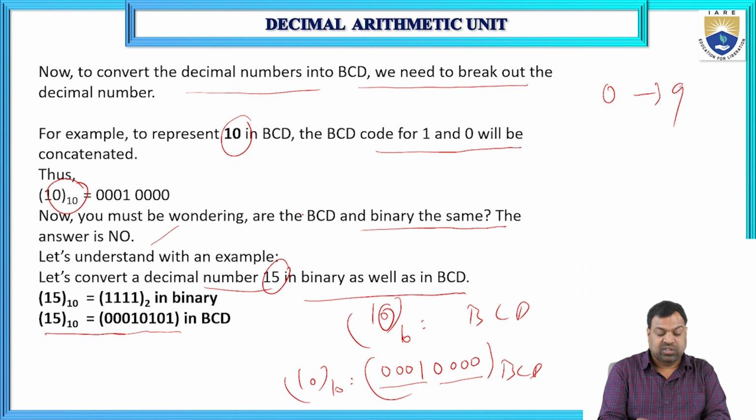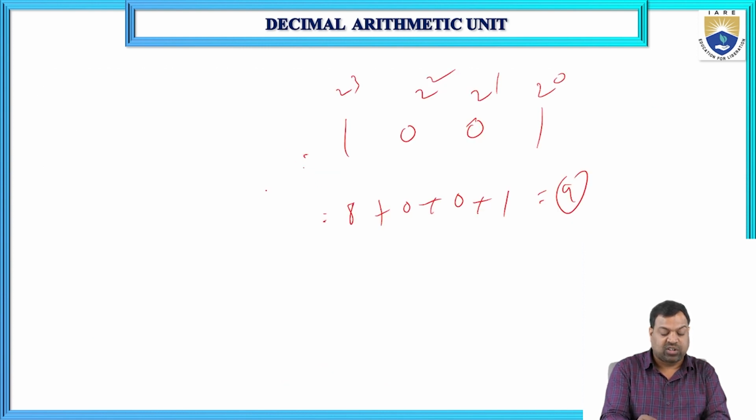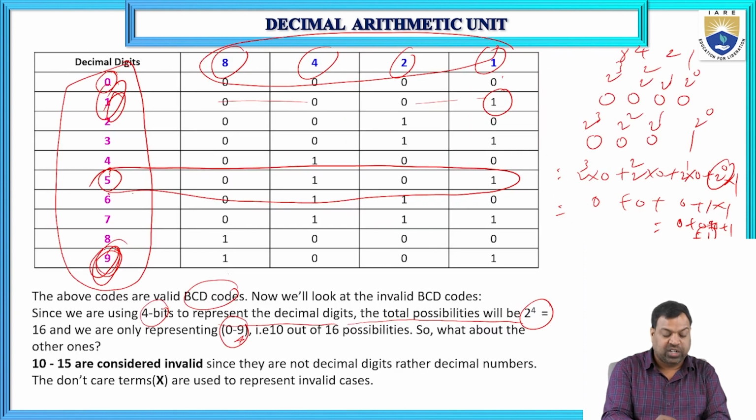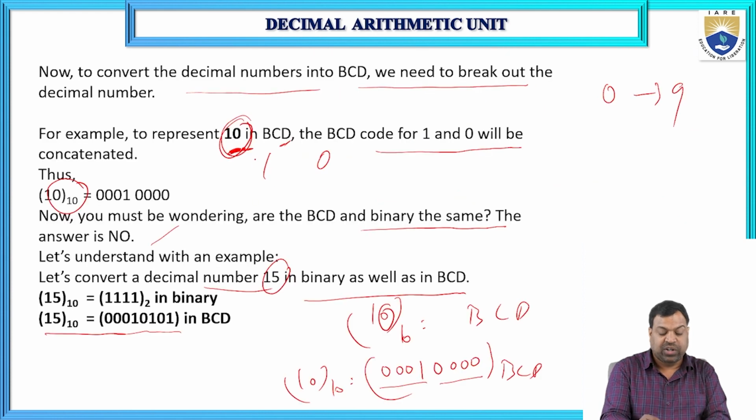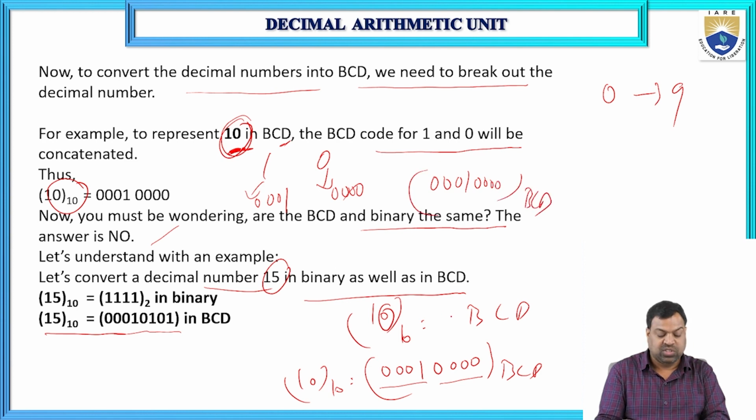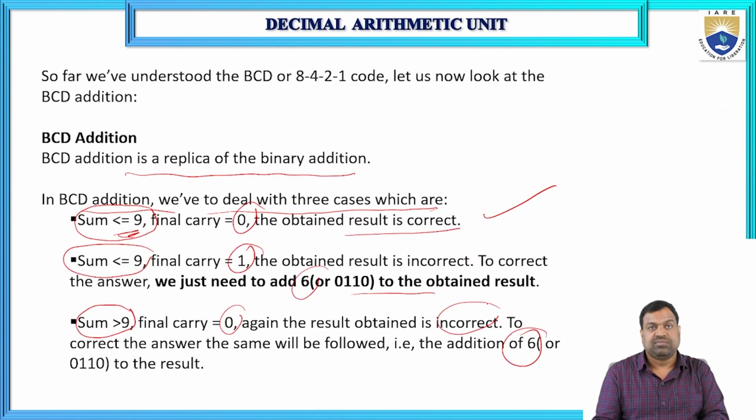Here is one example of decimal to binary. Take 10 to BCD. 10 means 1 and 0. Why? Because 10 is not in BCD. Only 0 to 9 is there, not 10. So what do we have to do? 10 means 1 and 0, and we separate them. 1 means 0001, and 0 means all zeros. So what is the value? 0 0 0 1 0 0 0 0, converted to BCD.